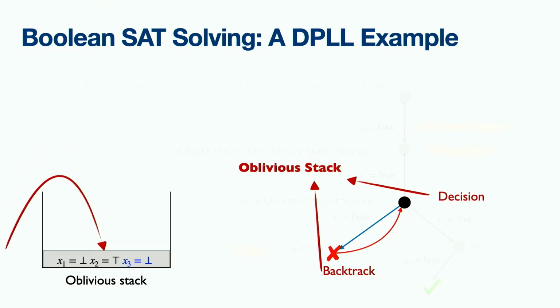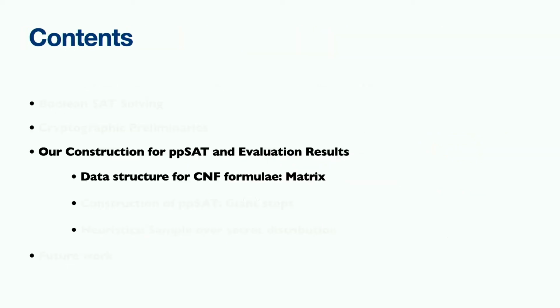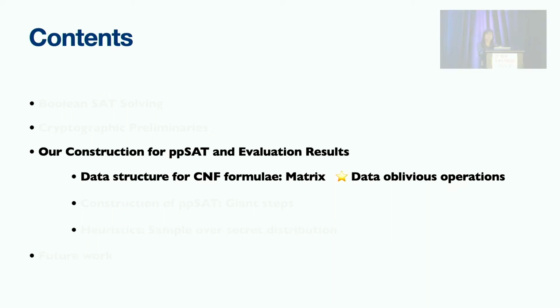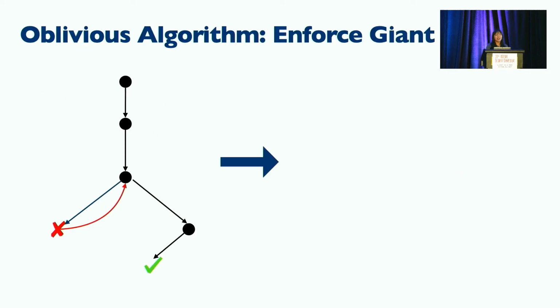Whenever we want to make a guess, we need to put the current variable assignment and guess into this stack. Whenever we come to a conflict and need to flip our guess, we will pop an element from the stack and flip the guess. Now we have an oblivious variant for all these 5 basic operations. The next question is, how can we compose them together?